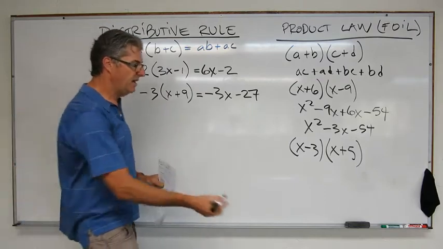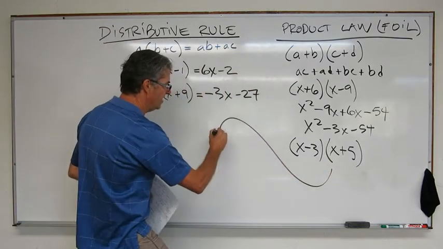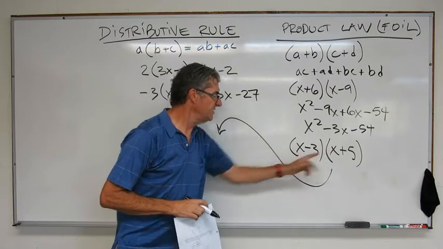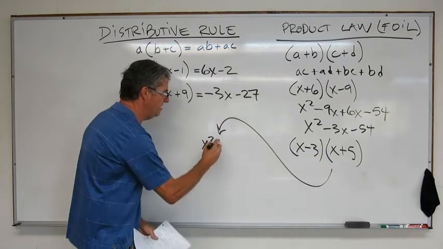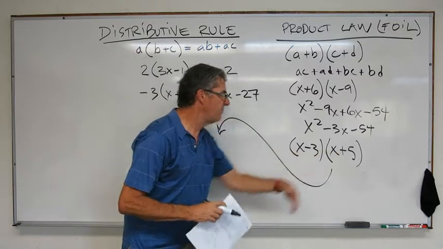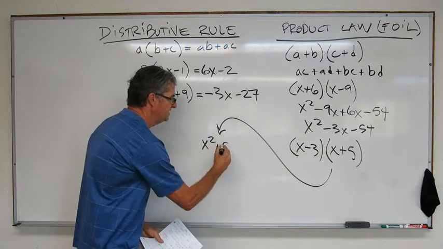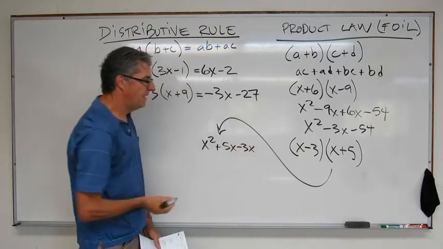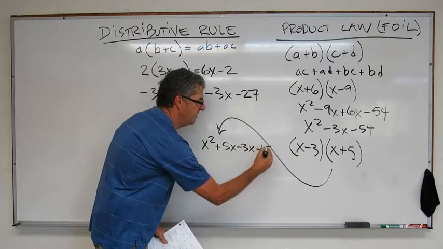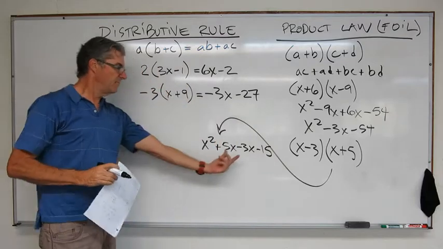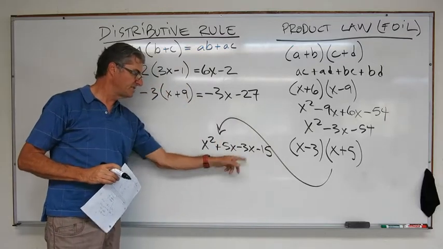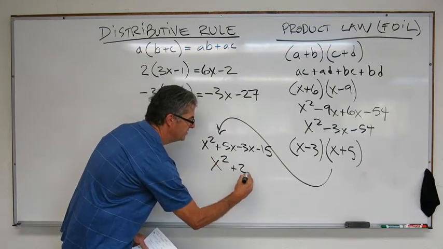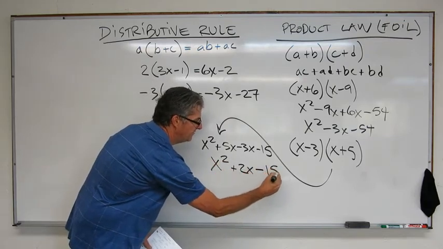Okay, we're back. I'm going to move this up over here, give us a little bit more room. I'm going to do my first, x times x, x squared. My outside, x times positive 5, is 5x. My inside gives me minus 3x. And my last gets me minus 15. Combining my middle terms, 5x minus 3x leaves me 2x. So I have x squared plus 2x minus 15.